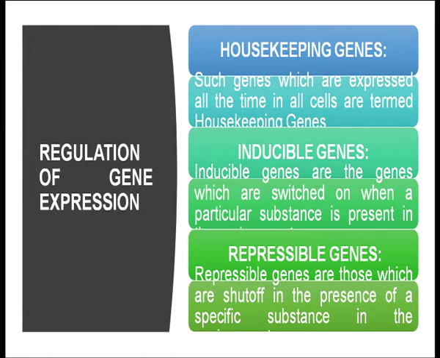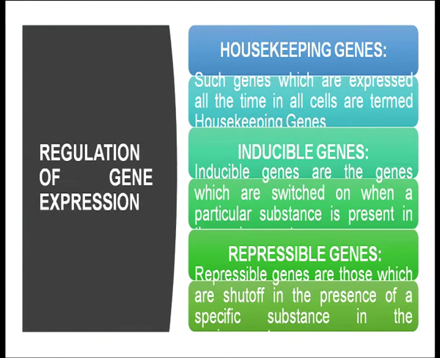Now, that is how the proteins are being made in a cell. Once the proteins are made, all the proteins are not required all the time in the cell. So, how does this regulation of gene expression take place in a cell? We can categorize genes into different types. One is the housekeeping genes. Such genes which are expressed all the time in all cells are termed housekeeping genes.